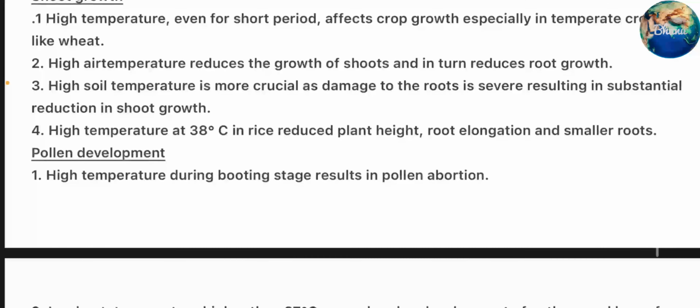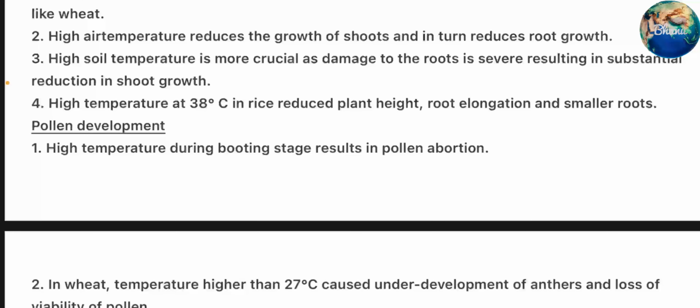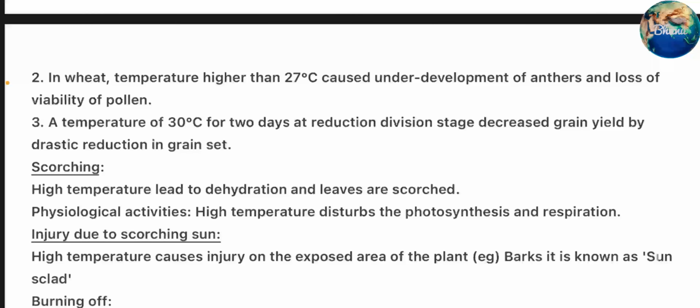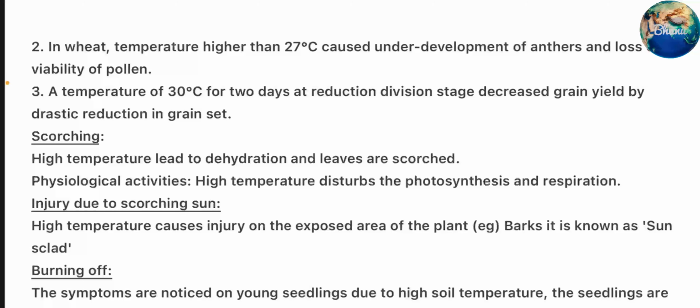Pollen development. High temperature during the booting stage results in pollen abortion. In wheat, temperature higher than 27 degrees caused underdevelopment of anthers and loss of viability of pollen. A temperature of 30 degrees centigrade for 2 days at reduction division stage decreased grain yield by drastic reduction in grain set. Scorching. High temperature leads to dehydration and leaves are scorched.